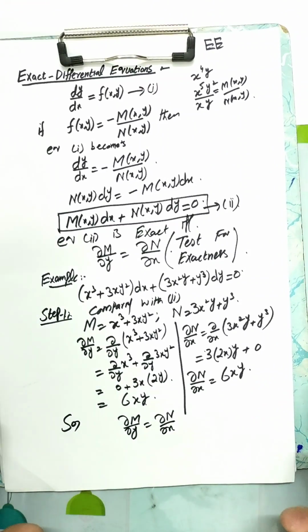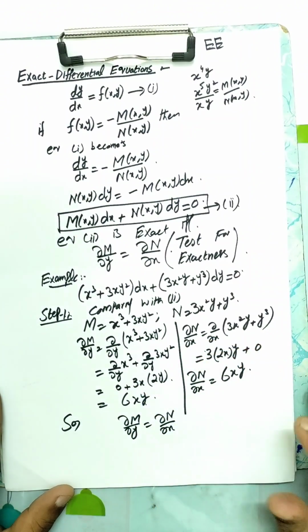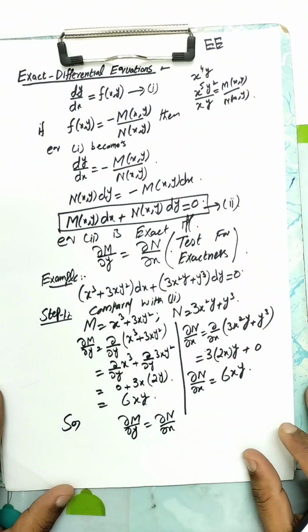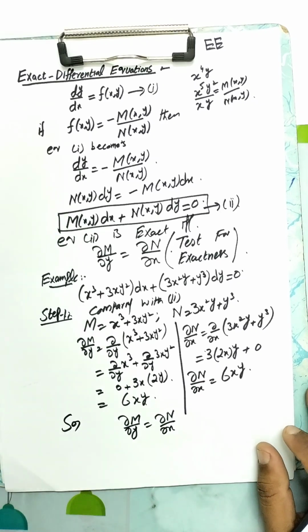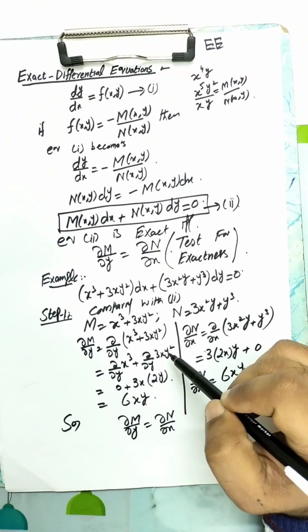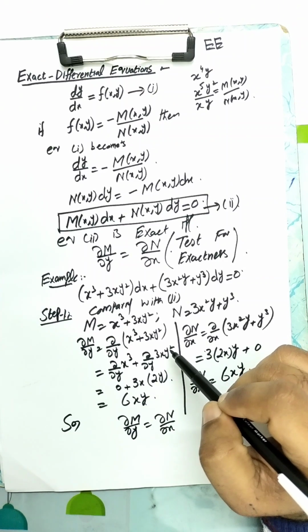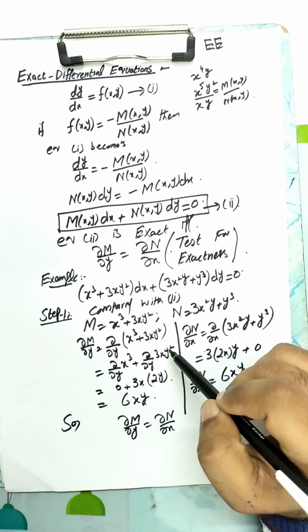Which proves that the given differential equation is an exact differential equation. So if you know the given first order first degree equation is exact by using this test of exactness, then we move on to the second step, and that is the solution of the exact differential equation.